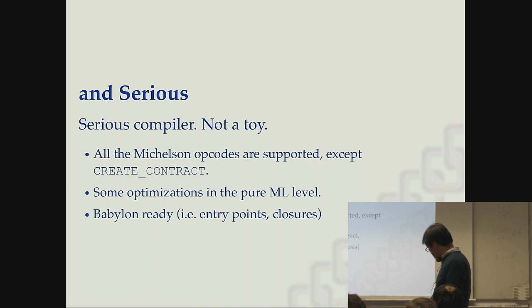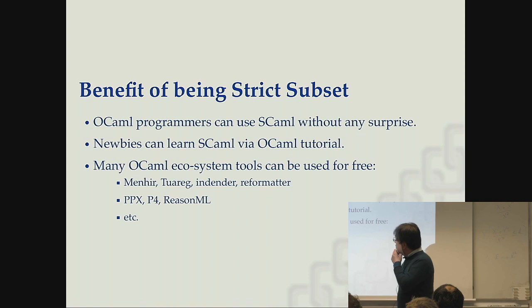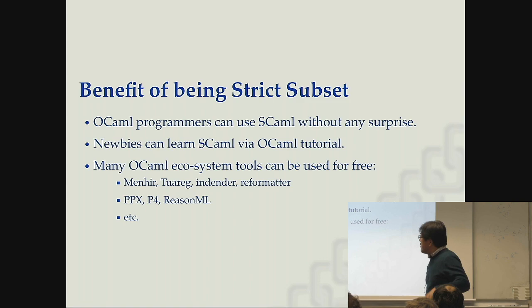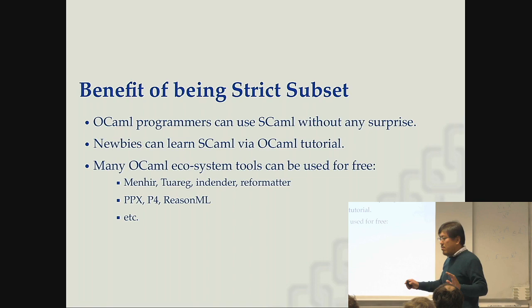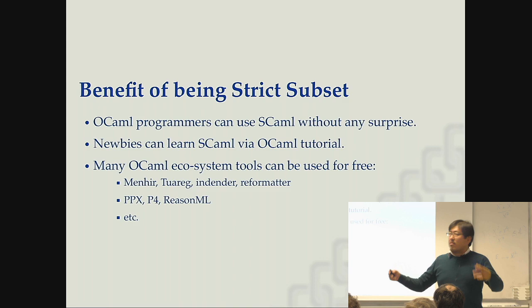Okay. So the benefit of being a strict subset is almost apparent. Most people in this room should write OCaml programs, which means that you can immediately start writing Tezos smart contracts using SCaml, since it's a strict subset and there's no surprise, no strange features. And for newbies, I don't need to write any introductory article on SCaml. Instead, I can just hand over some good OCaml book like Real World OCaml and ask them to learn OCaml and come back later. Okay.